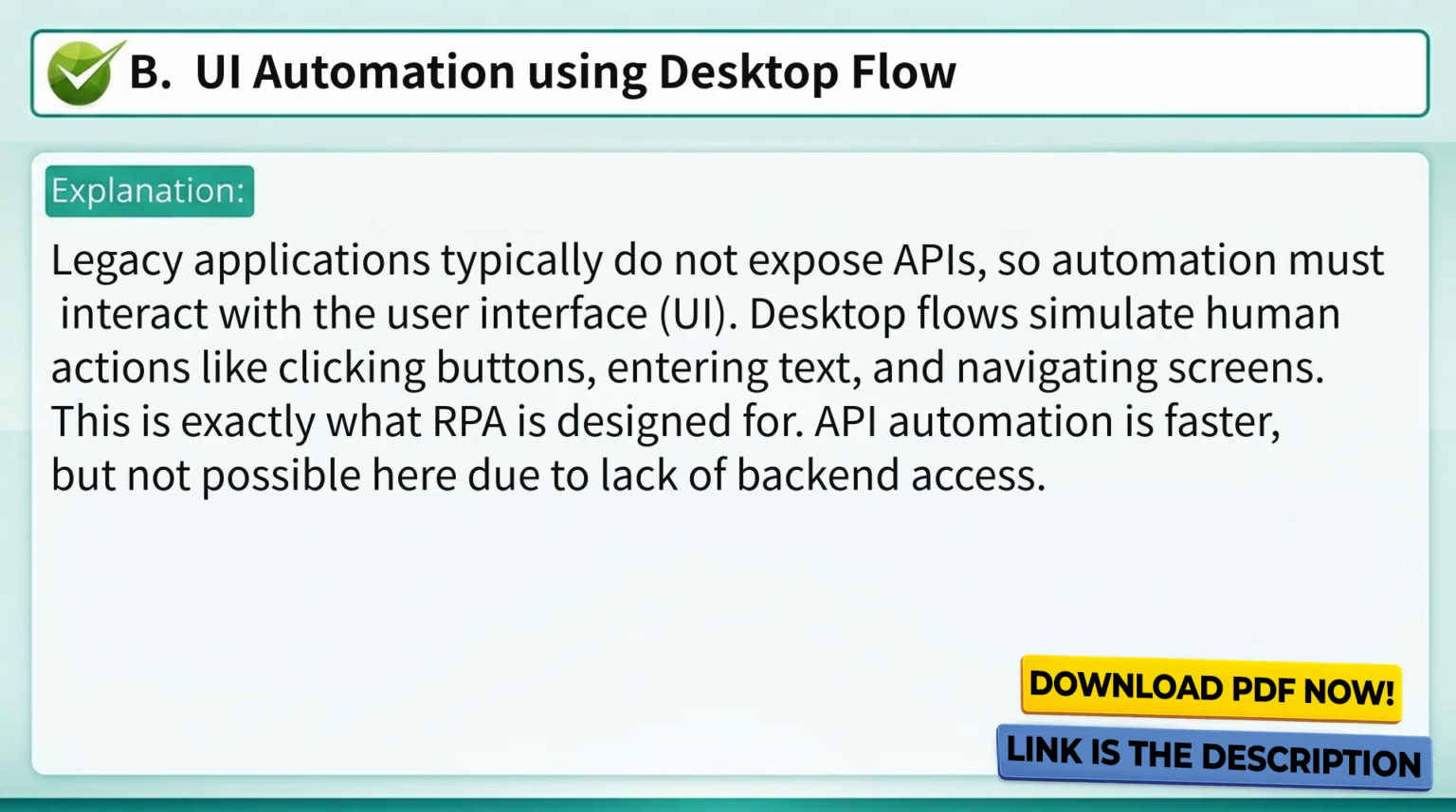Explanation: legacy applications typically do not expose APIs, so automation must interact with the user interface, UI. Desktop flows simulate human actions like clicking buttons, entering text, and navigating screens. This is exactly what RPA is designed for. API automation is faster, but not possible here due to lack of backend access.